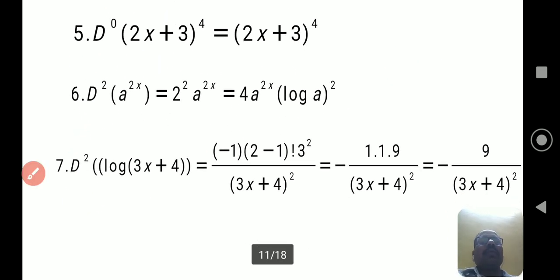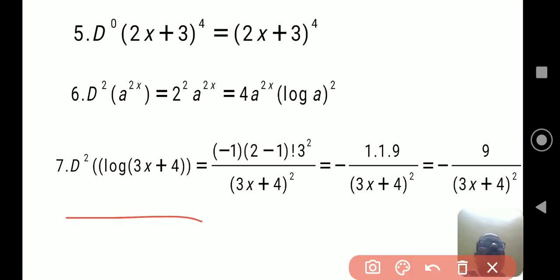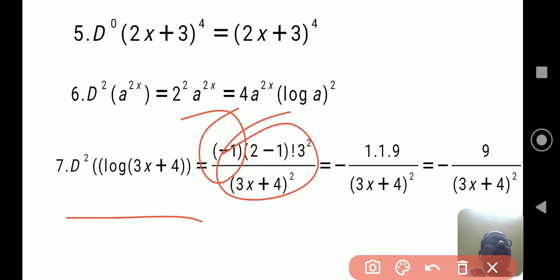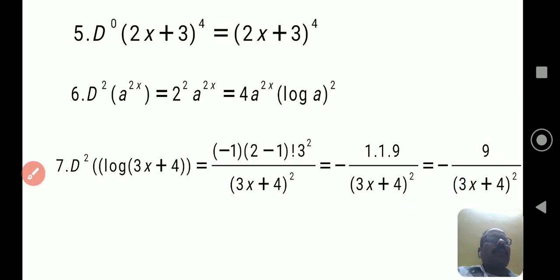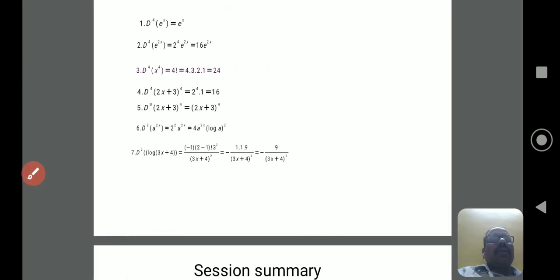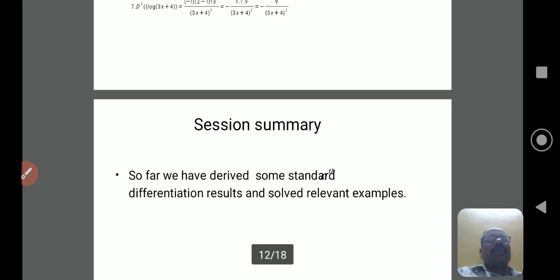We can take one more second order derivative, that is, of log of 3x plus 4. We are writing the result as minus 1 to the power of n minus 1, and finally we get this result. We can apply this as the result for the logarithm of ax plus b.